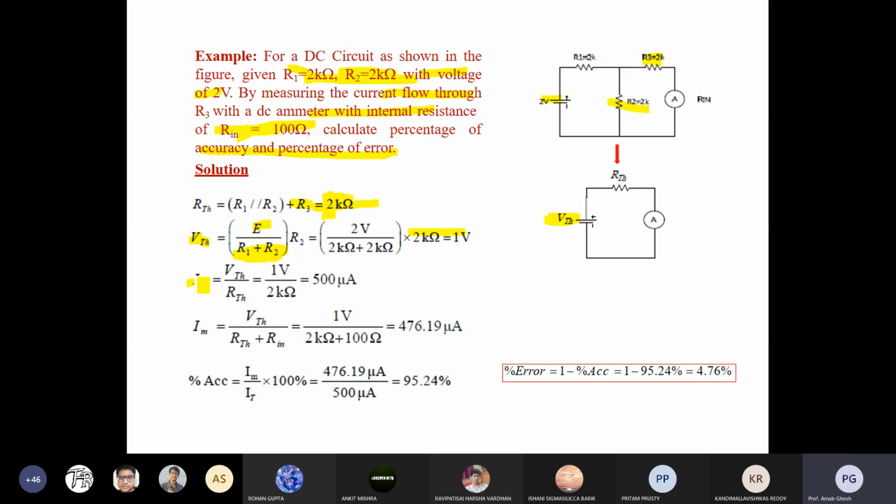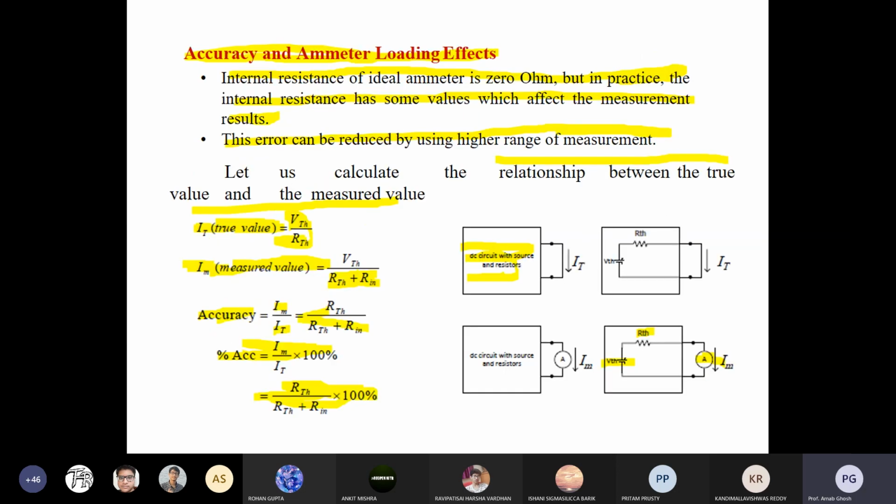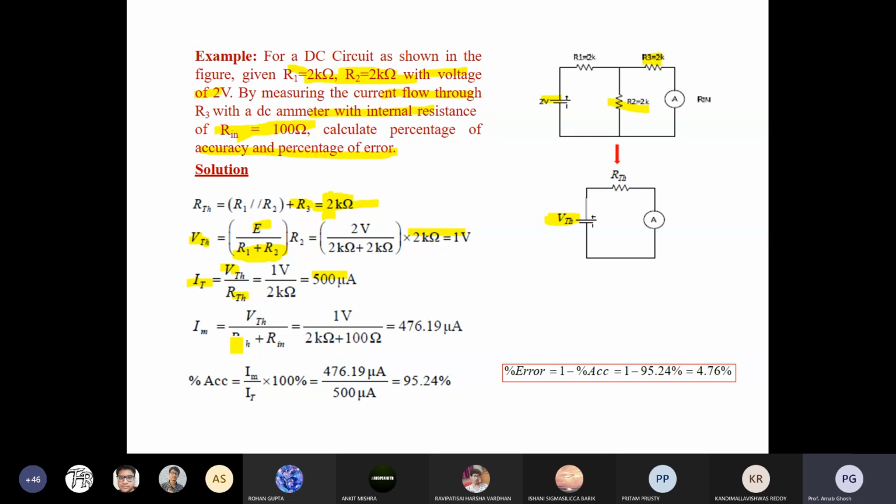So the true value you get from that formula, VTH divided by RTH. So those values come out. Then IM you can also get. The formula is VTH divided by RTH plus RIN. You can replace those values. It is coming 476.19 microampere. So 500 microampere is your true value and the measured value is coming 476.19 microampere.